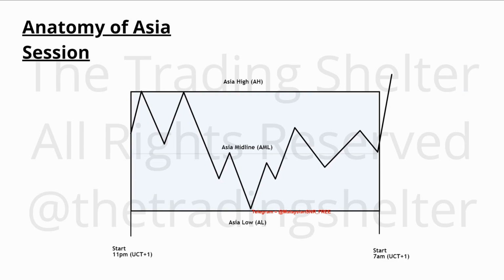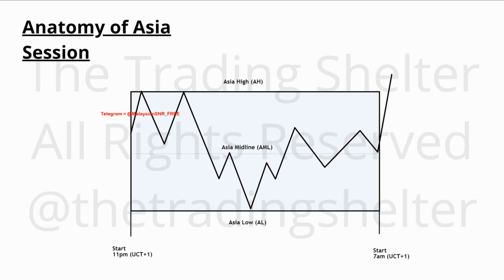Here's the anatomy of Asia session. You have 3 main points that you need to look for: Asia high, Asia midline, Asia low. We will talk about the correct Asia low and Asia high, and the spread hours, in this video. And we will also make sure that we have our indicator ready for you guys to download so you can use it.